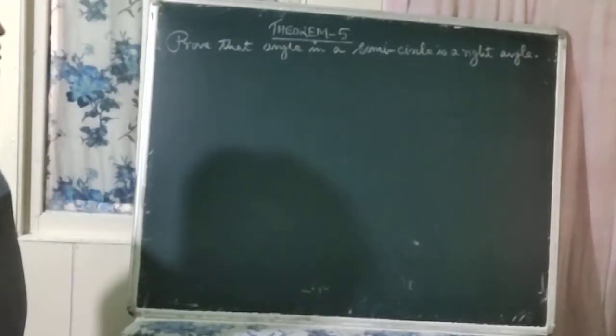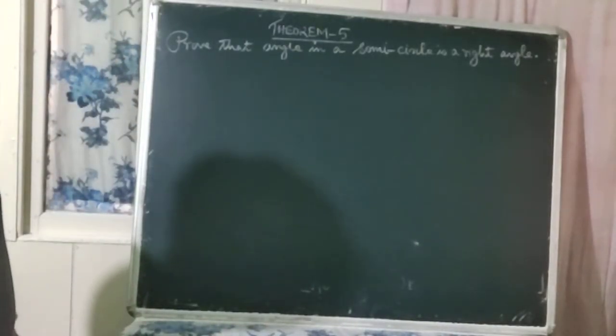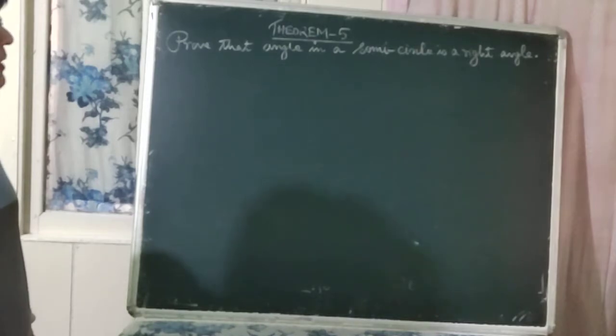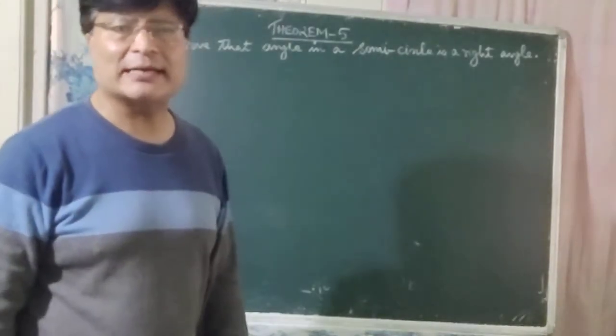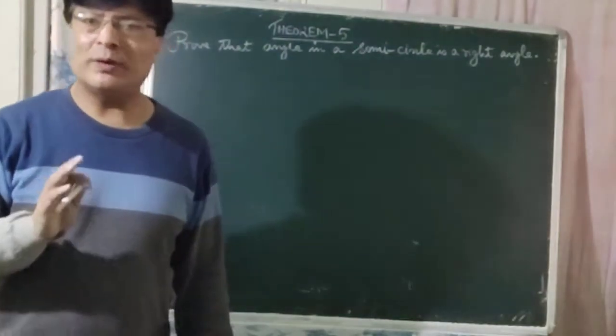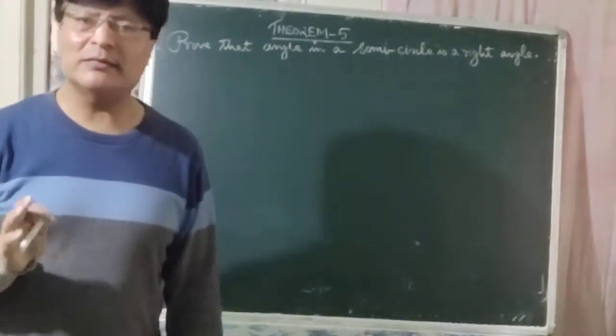Now we will do theorem number 5. Prove that angle in a semicircle is a right angle. So what is meant by angle in a semicircle?